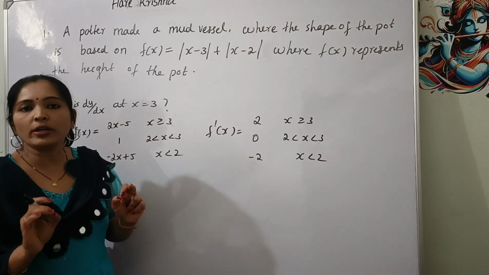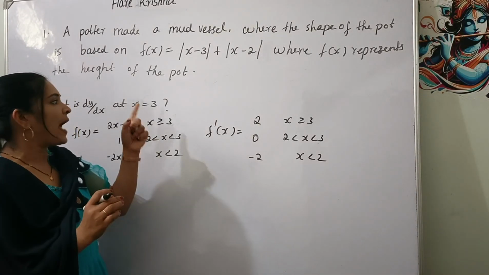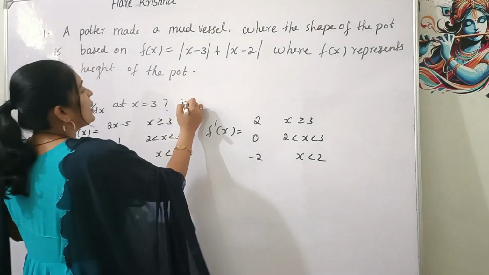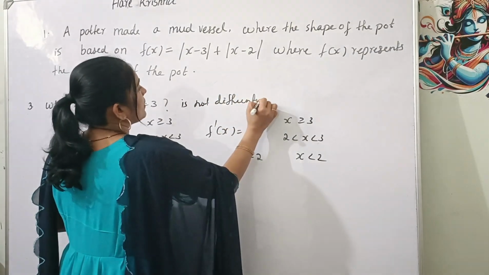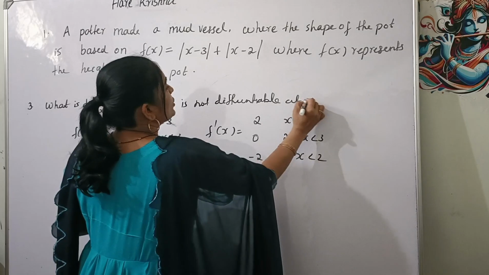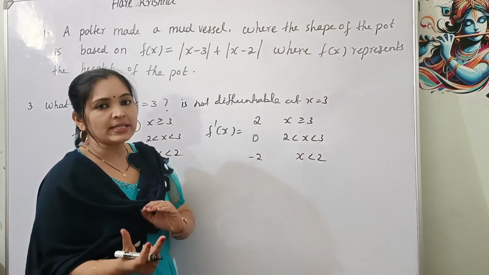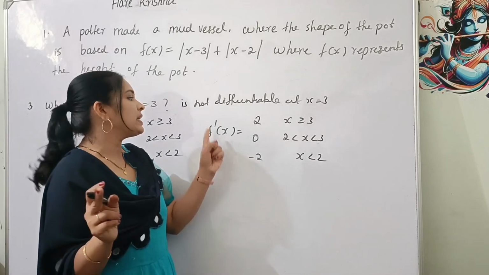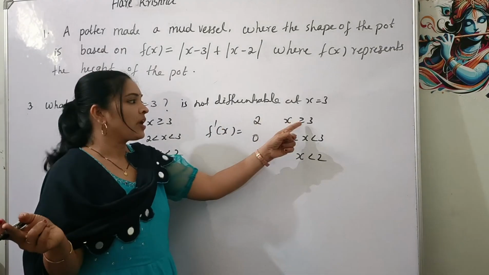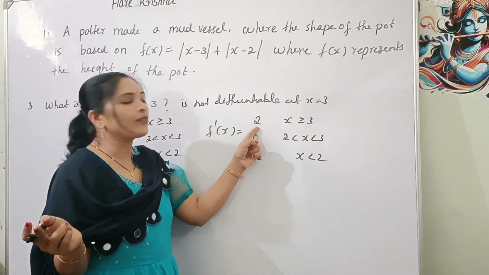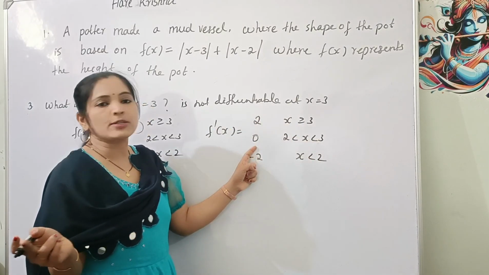the function is not differentiable at x is equal to 3. Okay, so the answer is not differentiable at x is equal to 3, because on the left and right side of x is equal to 3, the values of f dash of x are different. When x is greater than 3, f dash of x is equal to 2. When x is less than 3, f dash of x is equal to 0.